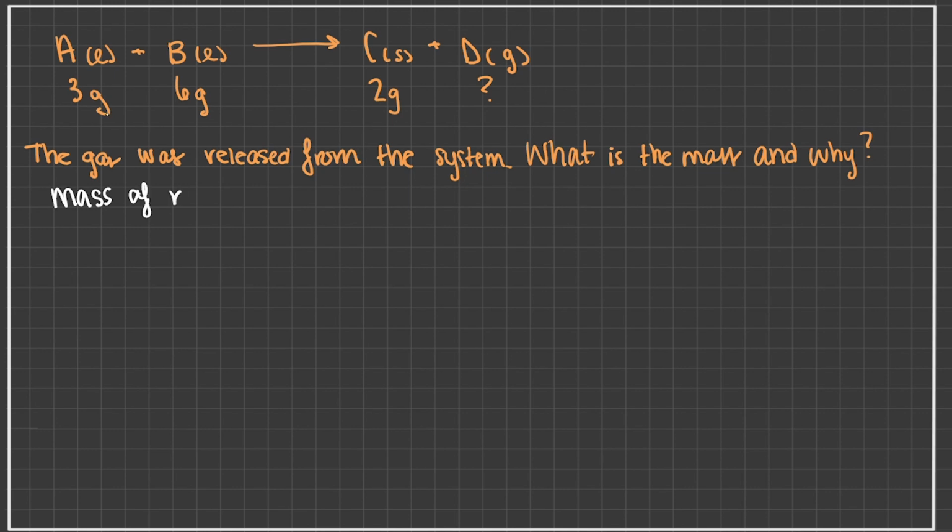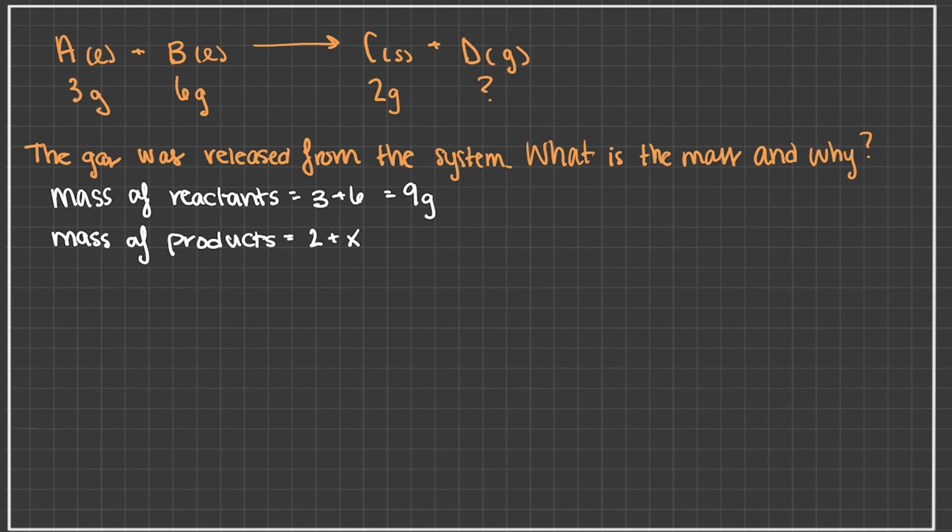So I want to remind everyone that our mass of products equals our mass of reactants. I'm going to say it over and over again, but this becomes very, very important once you go into more complex topics. So we're going to find our total mass of reactants. That's going to be 3 plus 6 equals 9 grams of our reactants. And our mass of products is going to be 2 plus x. The amount that we don't have, we're just going to put in a variable for now. We're going to have it as x.